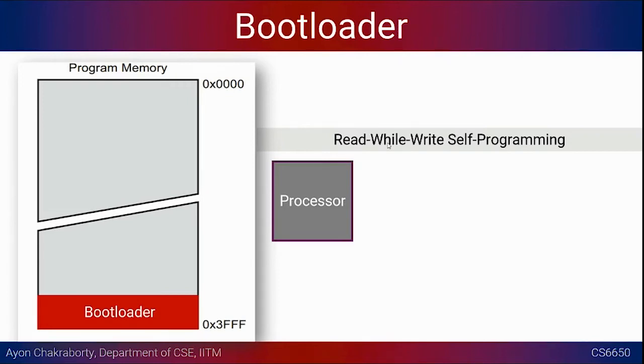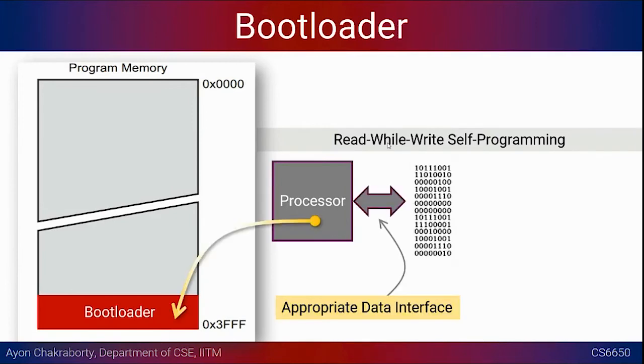One part of the flash memory is the bootloader, and what it is going to do is read. There is an appropriate data interface where we are going to pass on the application binary. It could be your computer or even some other microcontroller that transfers the code. Whatever I have written here is the binary code that is going to be written to your application memory section. So the processor takes that through some data interface.